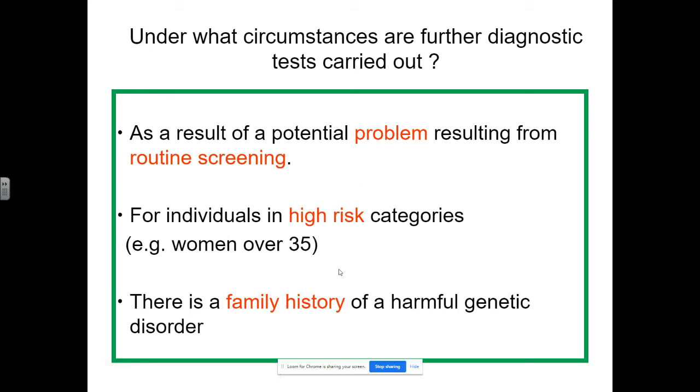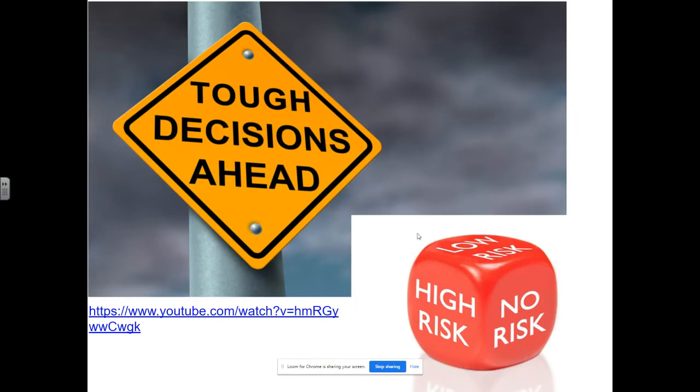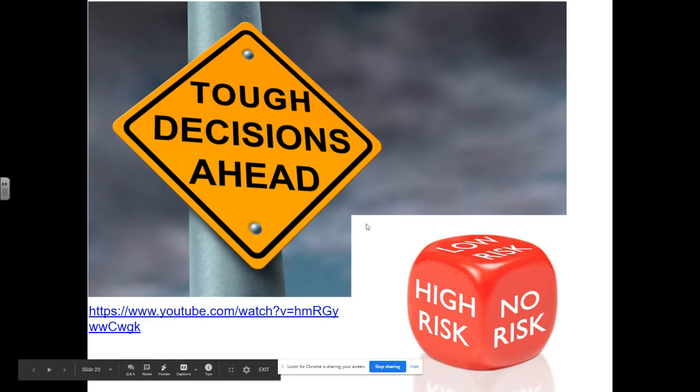Very unkindly, women over about 35 are known as geriatric mothers, which is a bit unnecessary. And there could be a family history of a genetic disorder. So people, for example, with Down syndrome could have a baby, and there's a very, very high chance the baby would then have Down syndrome. So tough decisions. Do you or do you not get these biological tests? Some people don't want to know if there's something that is abnormal about the baby in utero.